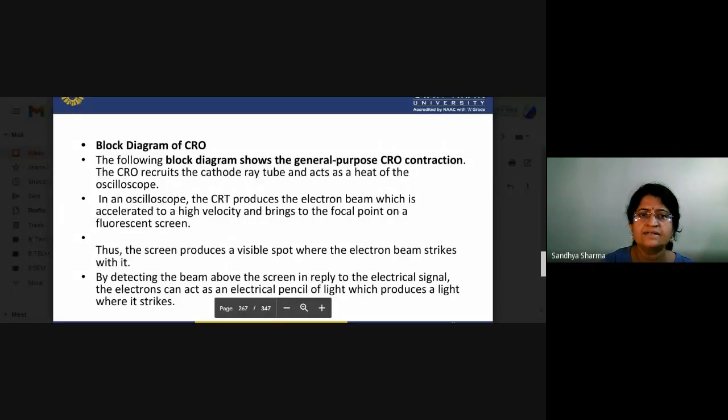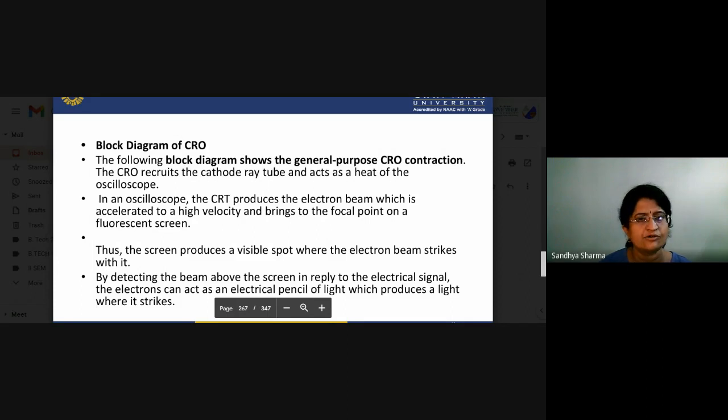Now you can see the basic block diagram of CRO. The following block diagram shows the general purpose CRO construction. So what is in the block diagram, and what type of supporting circuitry do we require for the proper working of our CRO? In an oscilloscope, the CRT is the main part.